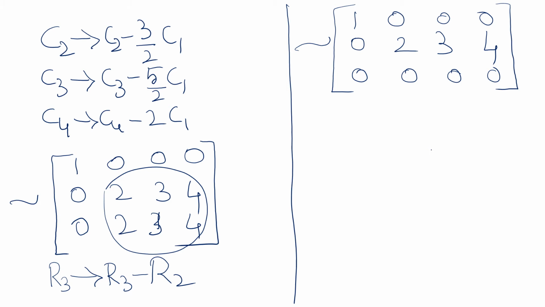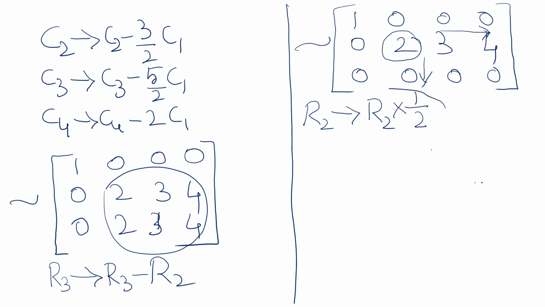Now what remains? We have to make this element as 1 and the elements in that row as 0, because already in that column they have become 0. What is the operation that we need to take up? R2 is R2 into 1 by 2. Or shall I do it for C2? Just see now, it becomes a little easy. C2 is C2 into 1 by 2.